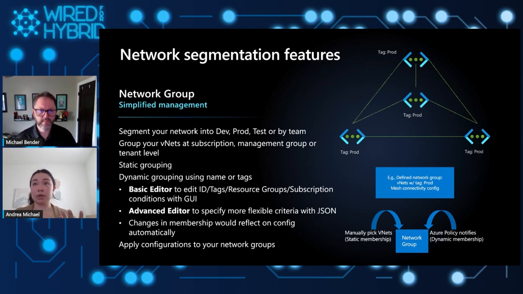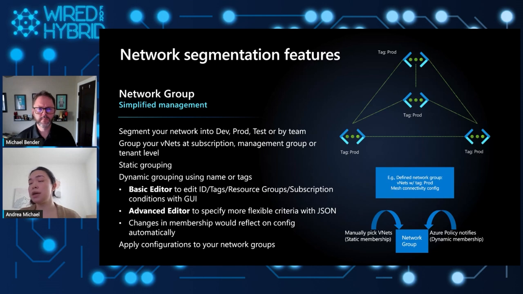And so you can say, for example, in this diagram we have up here, that all of your VNets in your production environments have a convenient tag value of prod. So you can go ahead and say, hey, for this network group, any VNet that has the tag value of prod, go ahead and add it into this network group. And so what AVNM will do is it will evaluate this policy definition and say, okay, at this moment in time, when you created this policy and associated it with this network group, I'm going to add all the VNets that are currently available and matching these conditions into this network group.